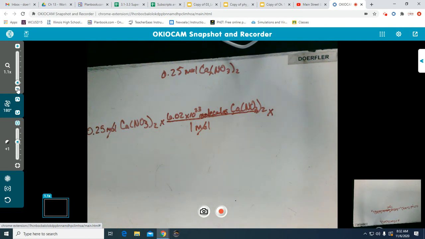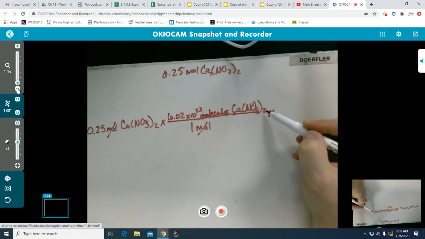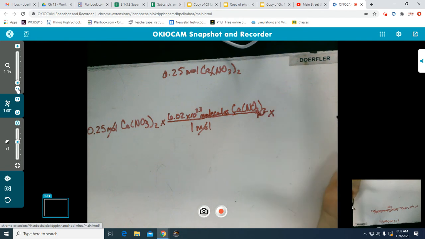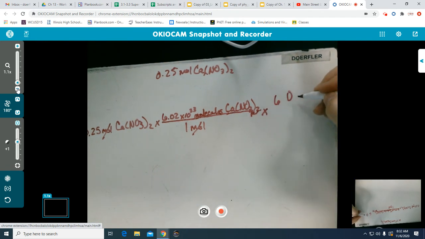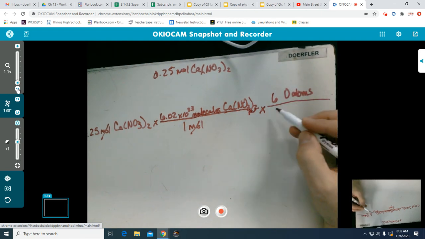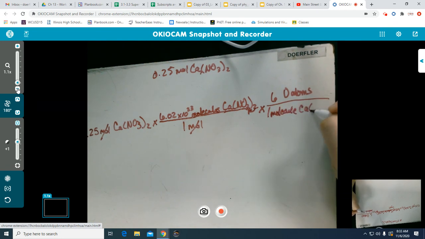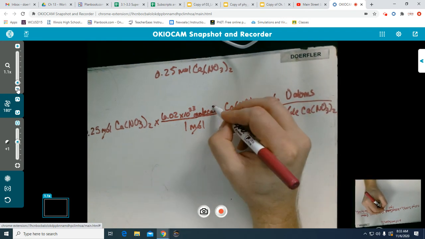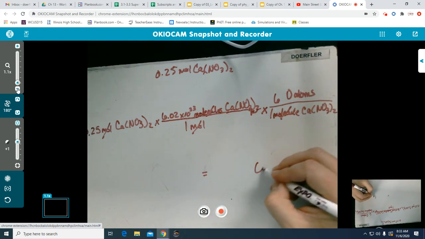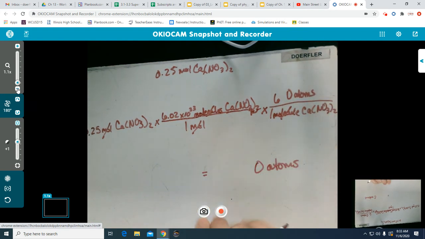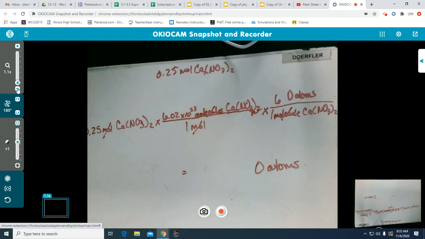6. Why 6? Very good. Multiply those two subscripts together. Excellent. So we have 6 oxygen atoms per 1 molecule Ca(NO3)2. And now looky, we have eliminated the molecule label, and we're left with oxygen atoms as our final label, and that's what we want.